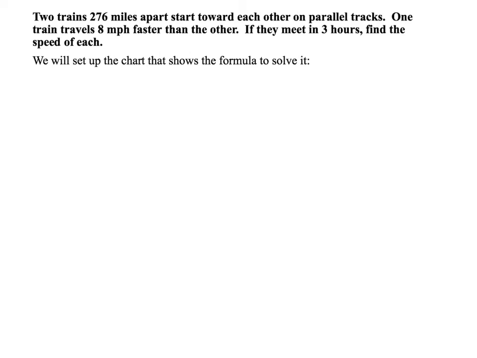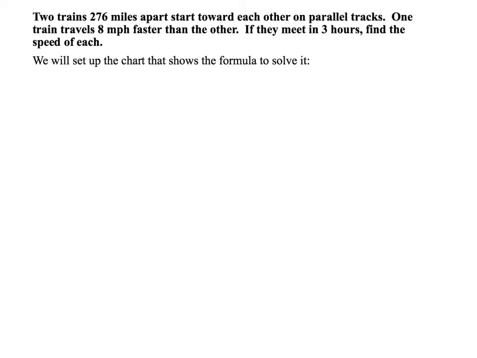Here's the first example. Two trains, 276 miles apart, start towards each other on parallel tracks. One train travels 8 miles per hour faster than the other. If they meet in 3 hours, find the speed of each. So I'm going to set up a chart that shows the formula in order to solve it.